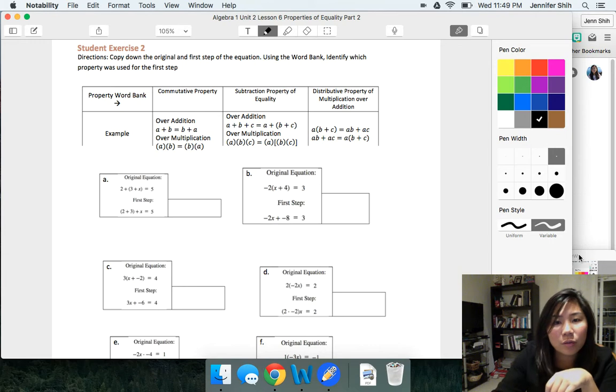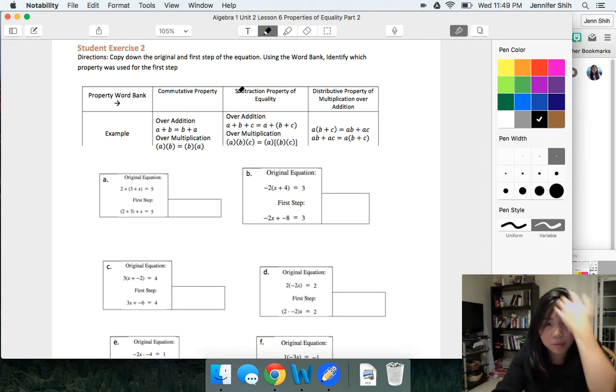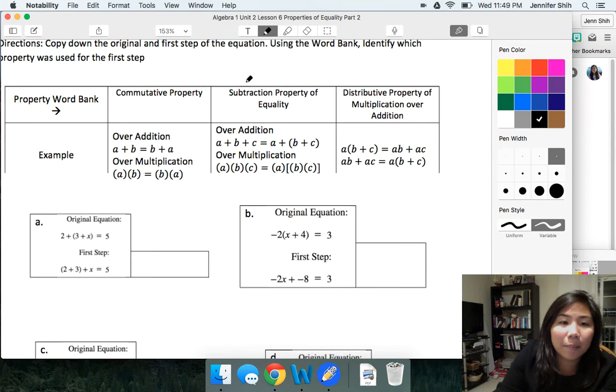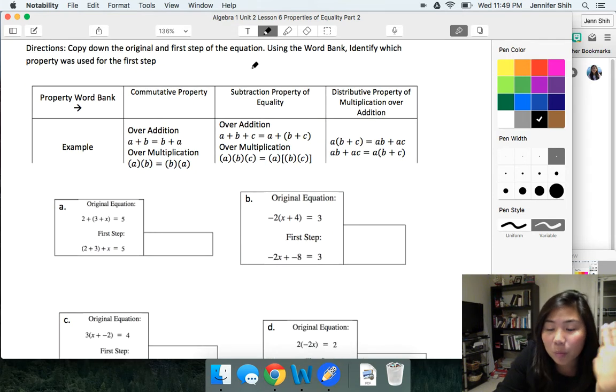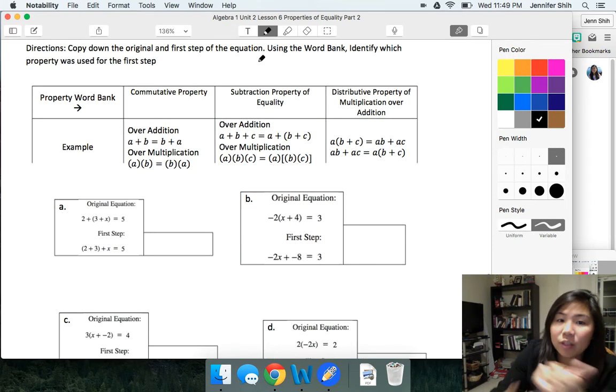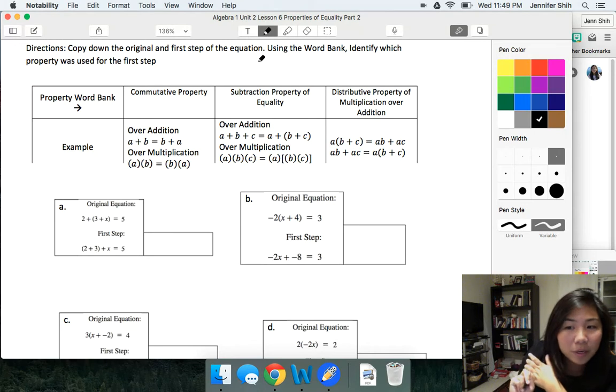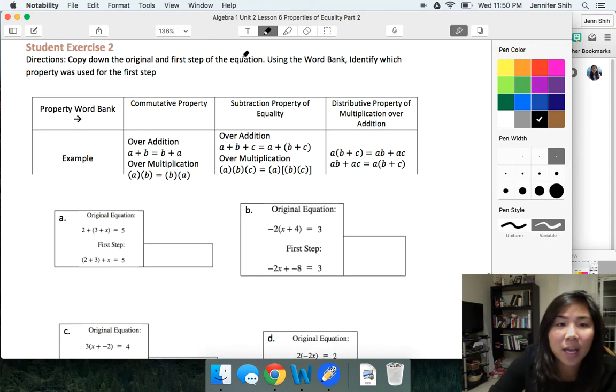Subtraction. Oh, I didn't erase this. Oh my goodness. So I need to fix this too. Hopefully on your PDF, it'll be fixed by the time you get this. But you're going to get a word bank, just like in your homework from the previous night, how you had a word bank of addition, subtraction, multiplication, and division properties of equality. You are going to get a word bank with commutative and associative property as well.